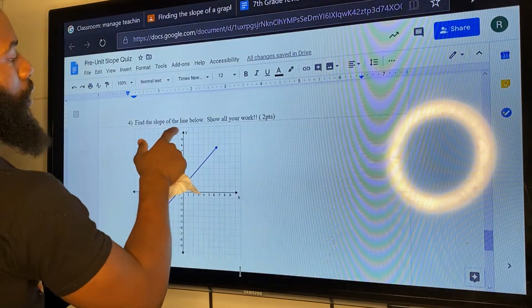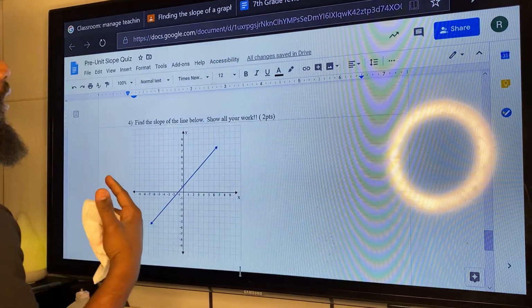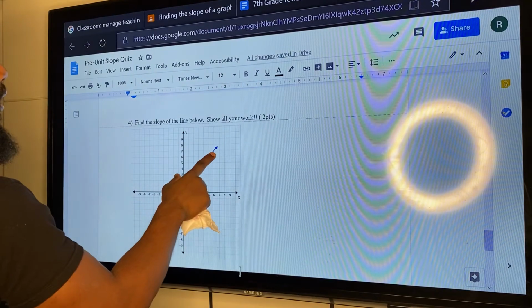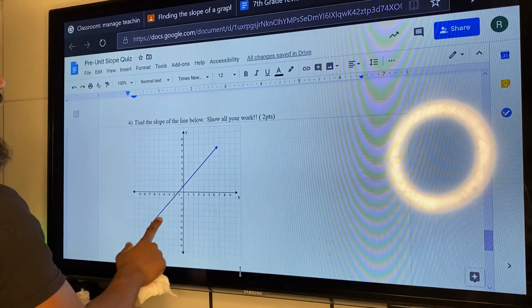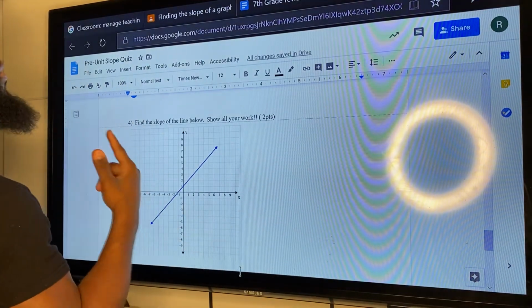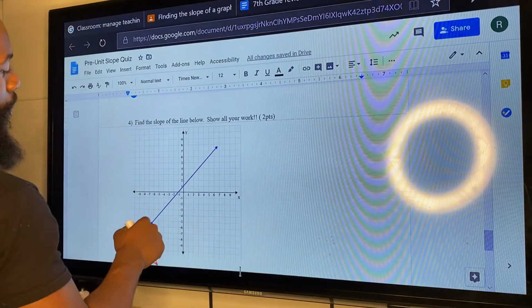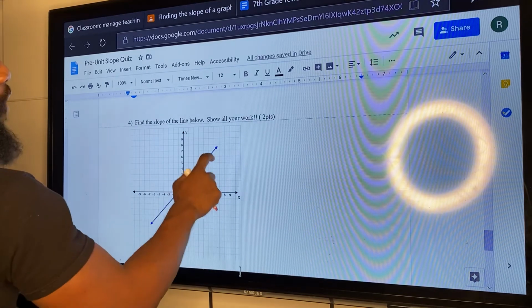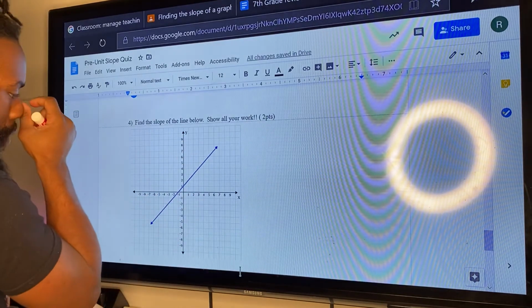Finally, you're going to find the slope of the line below. You can show your work. Honestly, you don't have to show any work here, because you could just tell the equation from the graph right here. So remember, to find the y-intercept of a graph, you're finding when the line of the equation crosses the y-axis. It does at some point. If you zoom in, you really see.